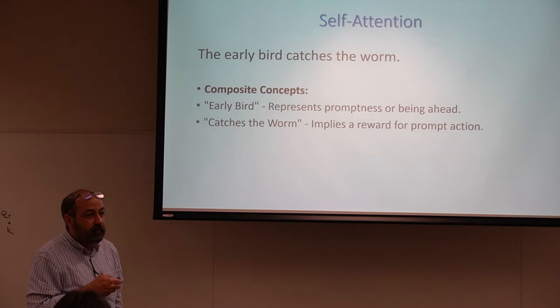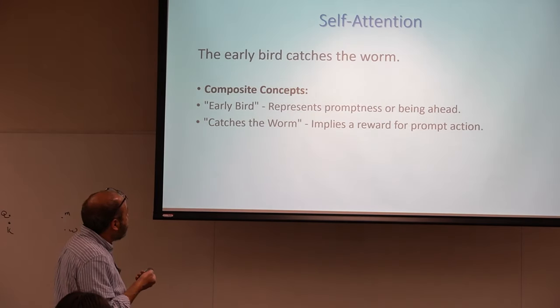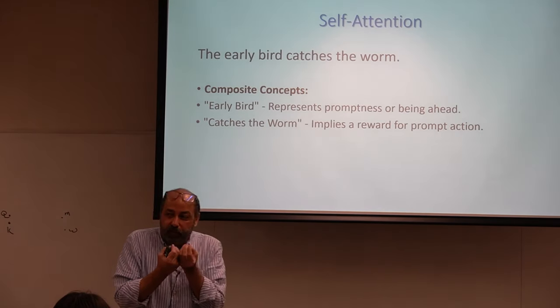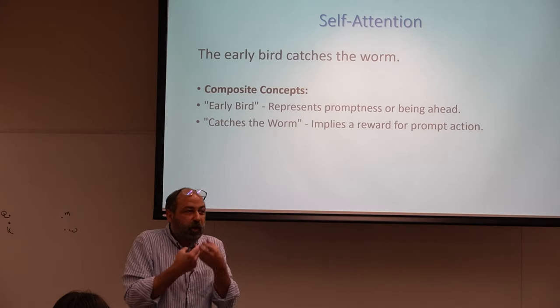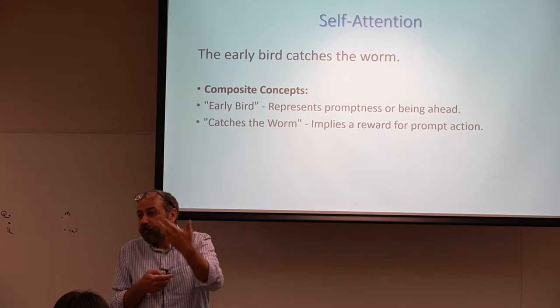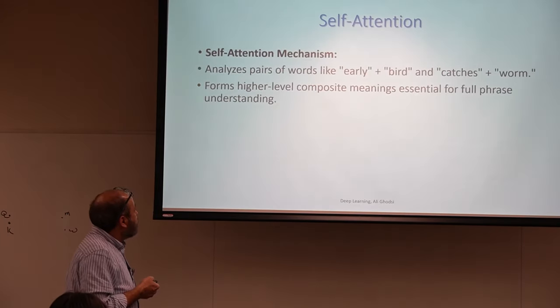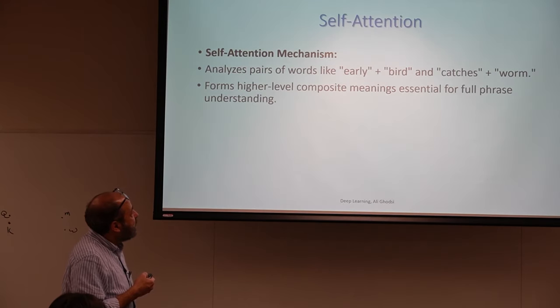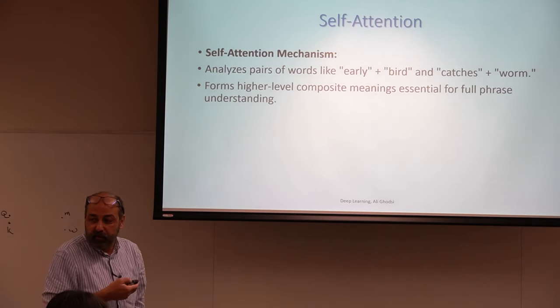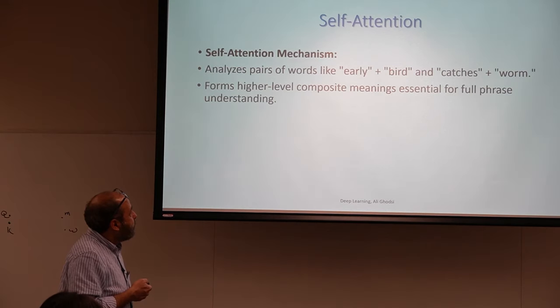This is an example. Suppose that I have this sentence, the early bird catches the worm, right? And you can see that early bird is different from early and different from bird. Conceptually it has something to do with promptness. And catches the worm also is different from catch, different from worm, different from the. All together it implies reward, the reward of being prompt. So you need a way to combine early and bird. You need a way to combine catches and worm together. And that's the main intuition behind self-attention.